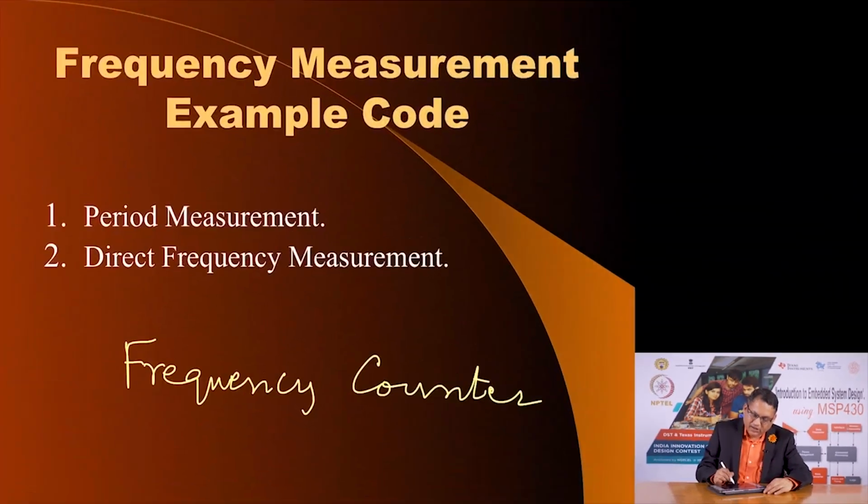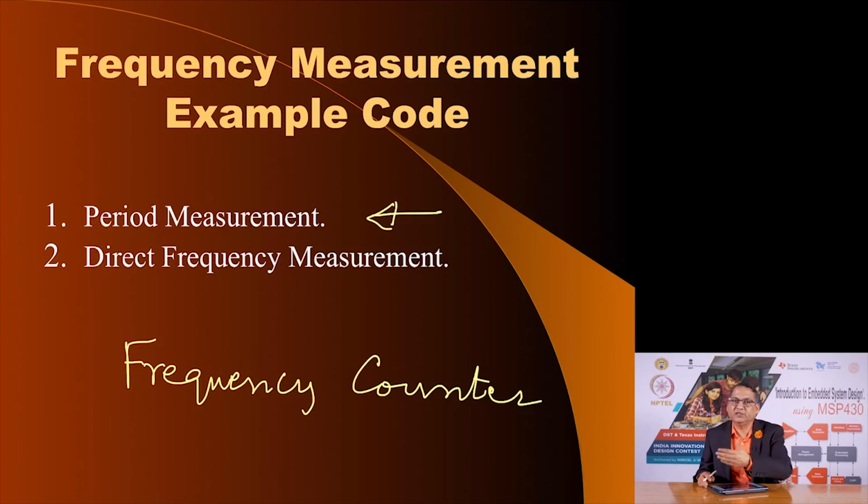Now, depending upon the source of the clock which is responsible for generating the 1 second period, you have to decide if the incoming frequency that you want to measure is much higher than this clock signal, or much lower. If the frequency of the input signal that you want to measure is very low, then instead of measuring the frequency, it is better to measure the period.